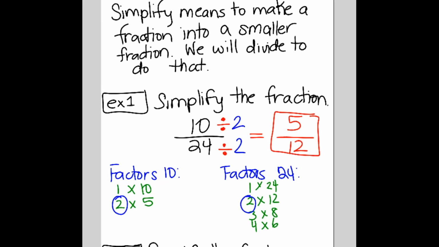And we only want to simplify once. I don't want to have to keep simplifying every time because that would just take so much effort. And we don't want that. We want to get our answer right the first time. All right, let's go to the second example.